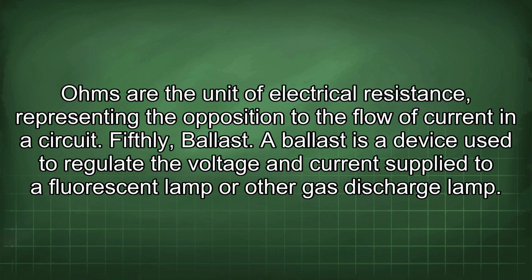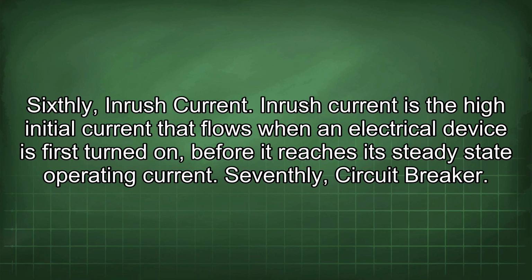Fifthly, ballast. A ballast is a device used to regulate the voltage and current supplied to a fluorescent lamp or other gas discharge lamp. Sixthly, inrush current. Inrush current is the high initial current that flows when an electrical device is first turned on, before it reaches its steady-state operating current.